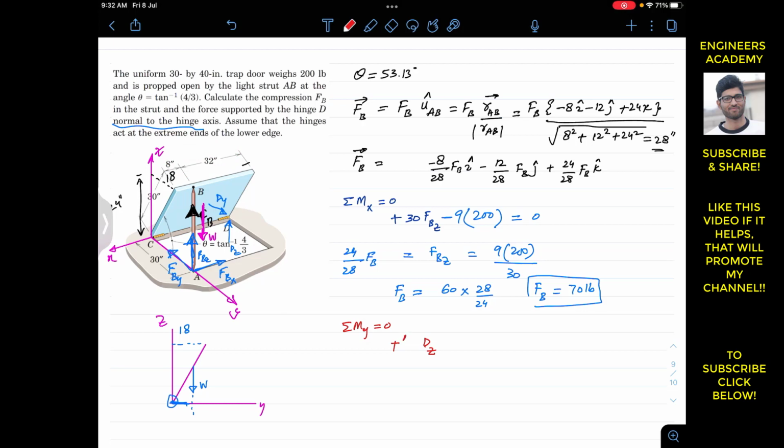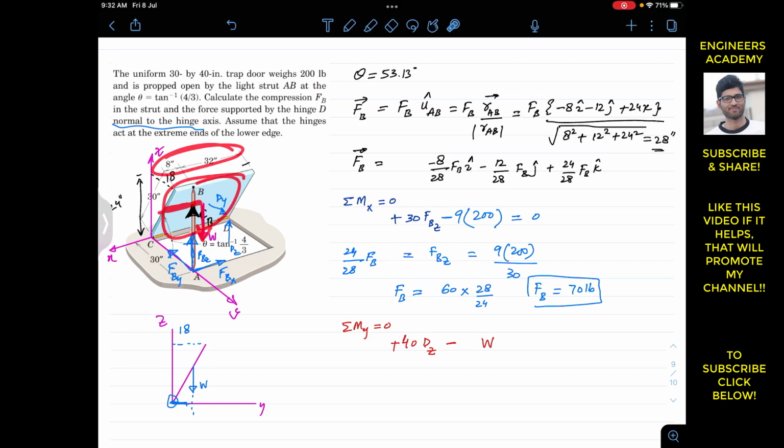So the moment arm of dz from the y-axis is 40. Similarly, the weight is going to produce the moment about the y-axis in this direction, and if we curl our right hand fingers in this direction, our thumb will point out in the negative y direction. So we can write that this is minus weight, and the perpendicular distance of the weight from the y-axis will be half of this length. This distance is 40, since this weight is acting at the geometric center of this door.